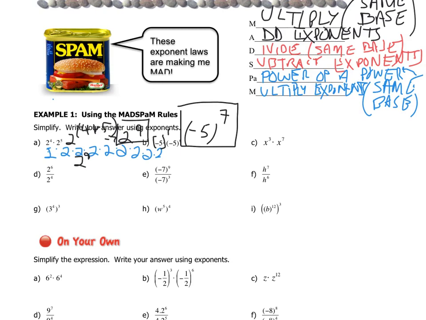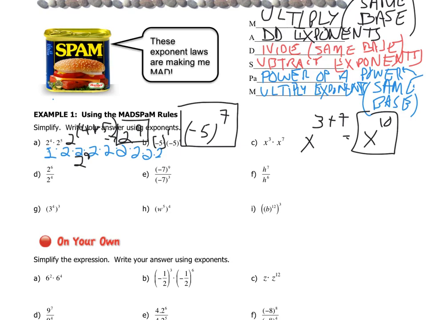Moving on to the next one. We do have the same base, x to the 3rd times x to the 7th. Again, it has to be the same base. If it's the same base, I can bring down that base. MAD SPAM says if you're multiplying same bases, add the exponents, which means I take the 3, add the 7, so this is x to the 10th. And that's it for now. I know we don't know what x is, but that's okay. We can simplify that to at least x to the 10th for now. Then we get to the division one.